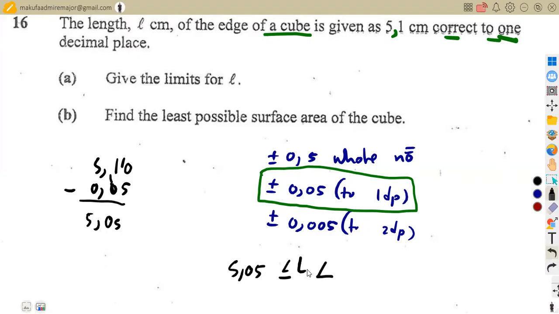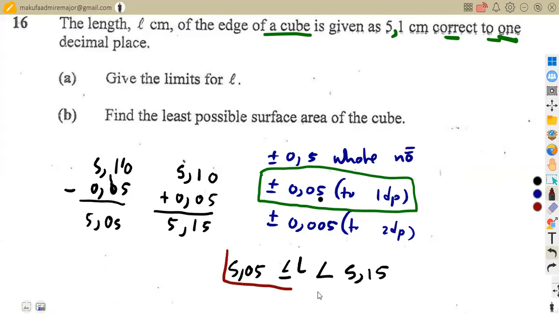If you use the less than or equal to, then you include 0.05. On the other hand, for the upper limit you add: 5.1 plus 0.05, because it's plus or minus 0.05. This gives 5.15, so L is less than 5.15. This is how you state your limits.